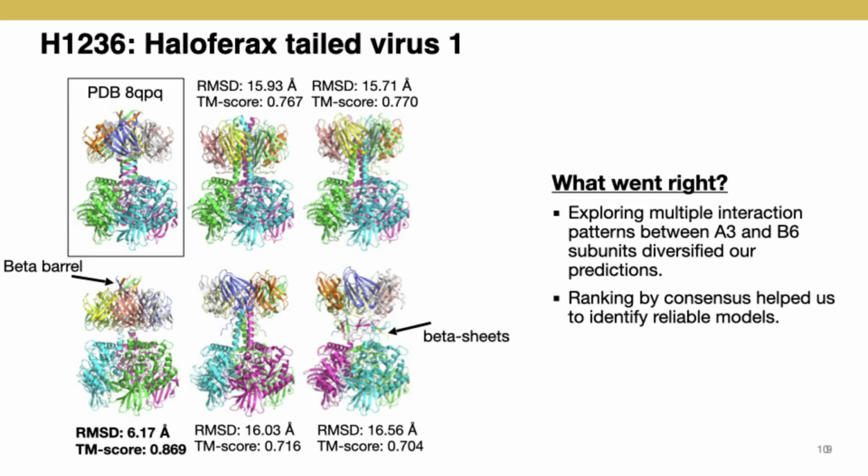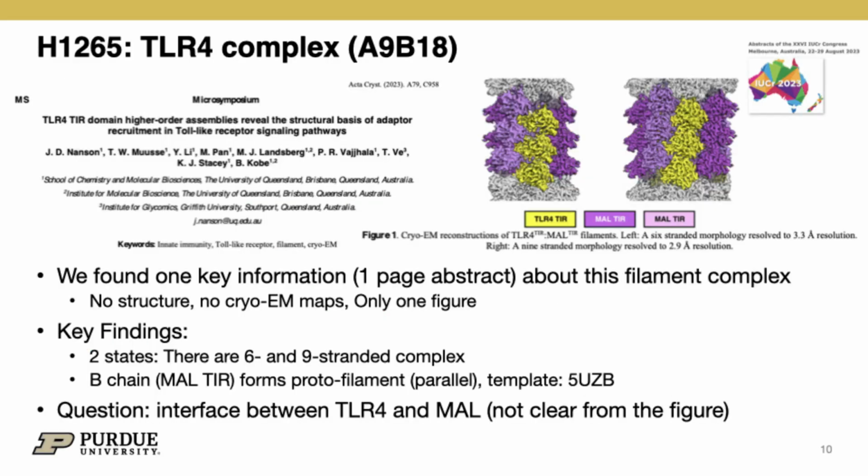Now, organizers also asked us about this target. This target was H1265. This is a filament target. For phase 0, we did not know the stoichiometry, and I think we submitted A2, B2 for the targets. Then at phase 1 time, our team did the Google search again, now with the keyword filament and several other keywords.